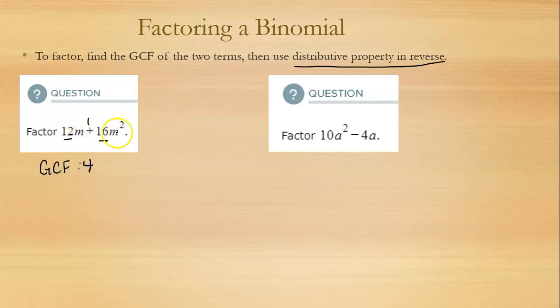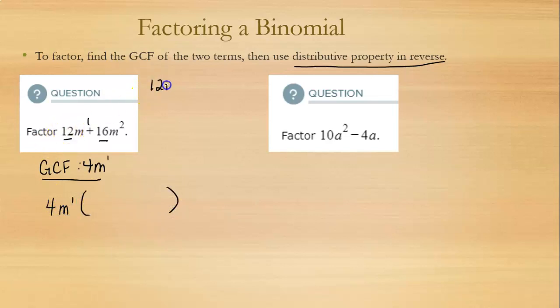This one has 1m, this one has 2m's. The largest amount I can take out of both is 4m. So now I want to actually take this out. This is what we were doing before. I want to divide both terms by 4m to the 1.